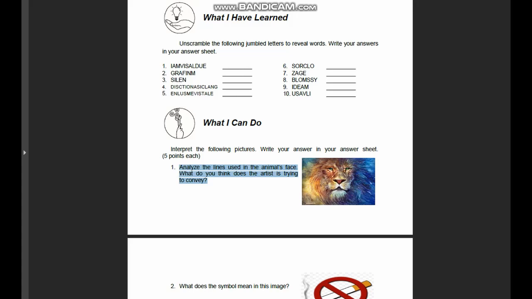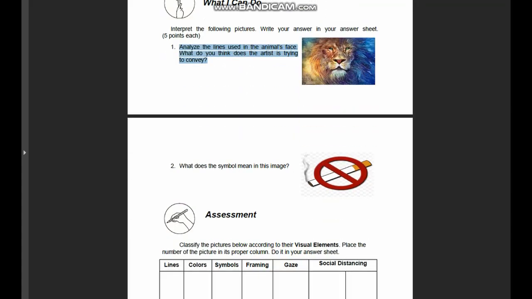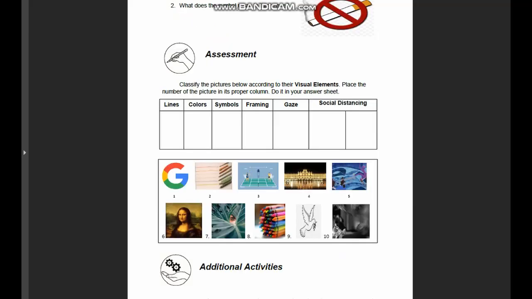Okay, good job. Now the second. What does this symbol mean in this image? I know you have seen this symbol, especially in the streets. What does the symbol mean in this image? Write your answer in your answer sheet. Okay, good job.